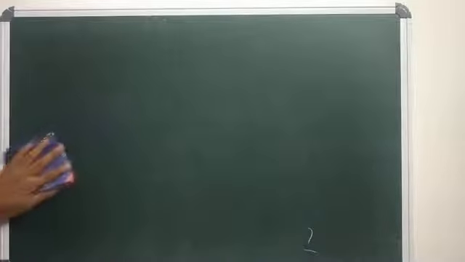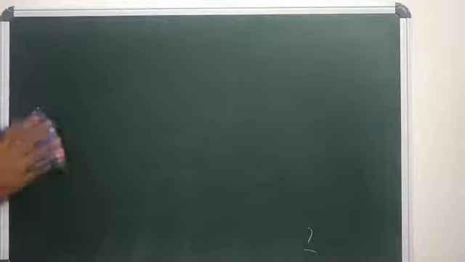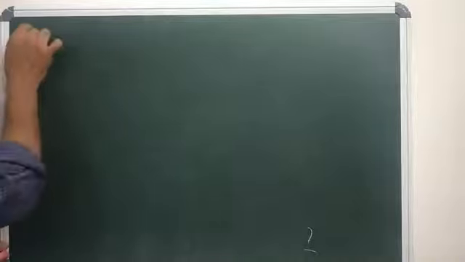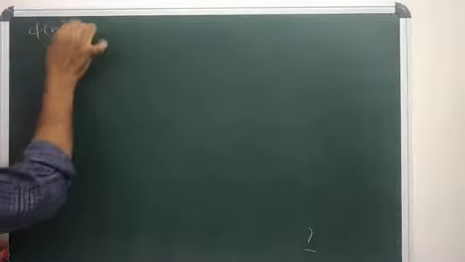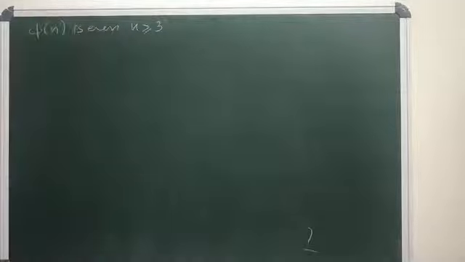Okay. Now come to another property, that is, phi of n is even for every n greater than or equal to 3. How to prove this one?